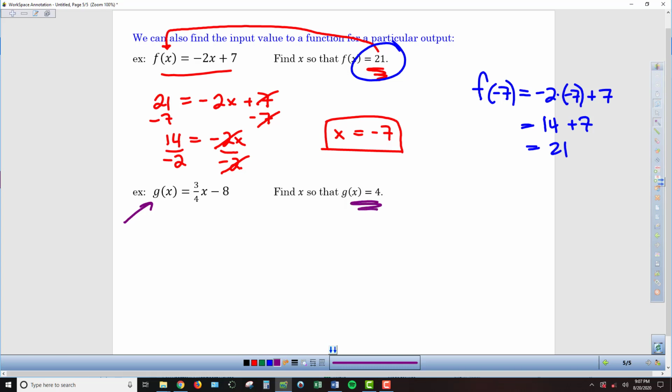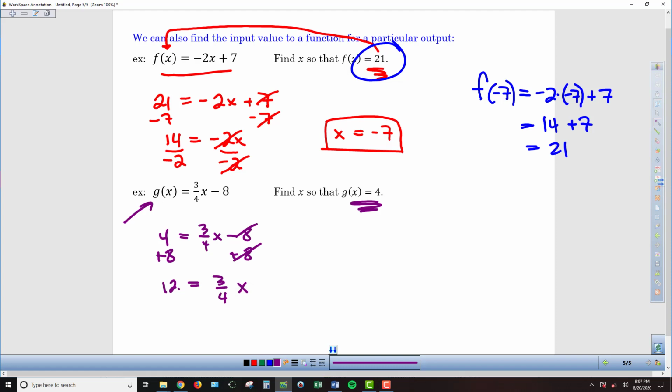But this time we want the output of this function to equal 4. So I'm going to do the same thing I did up above. I've got 4 equals 3/4 x minus 8, so I've set my output equal to 4. And now I'm going to follow that same two-step process. I'm going to add 8 to both sides to undo the addition or subtraction. So that means I now have 12 equals 3/4 x.